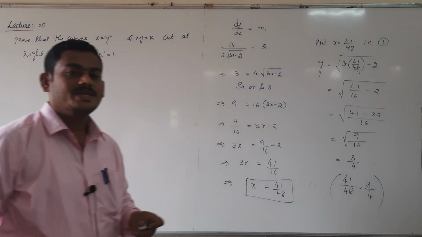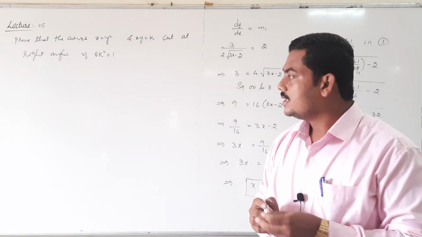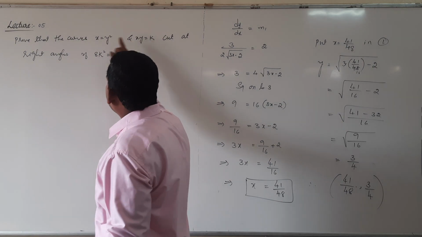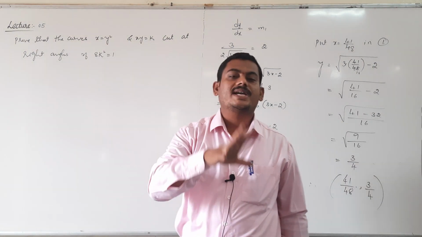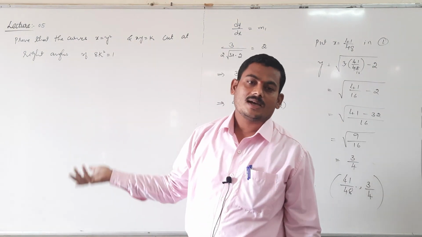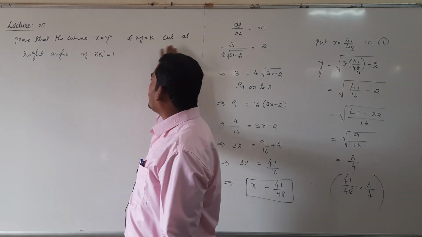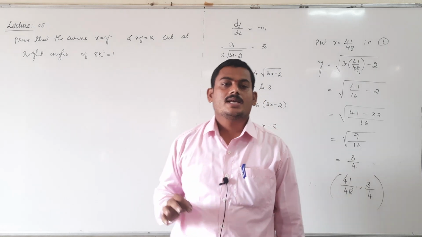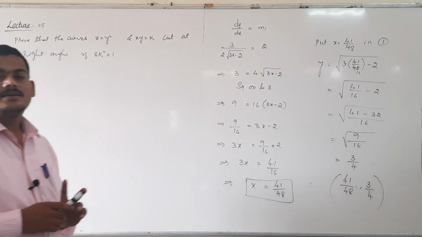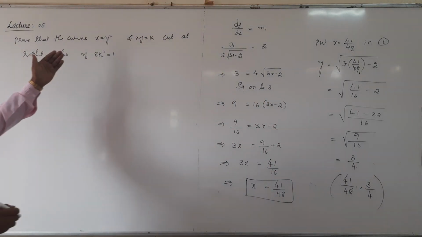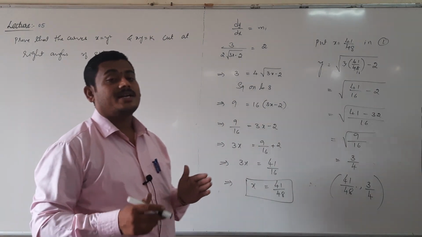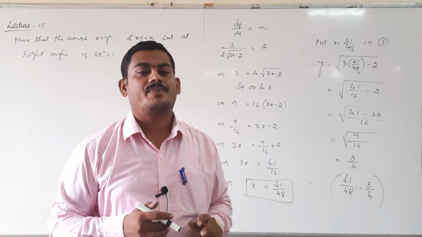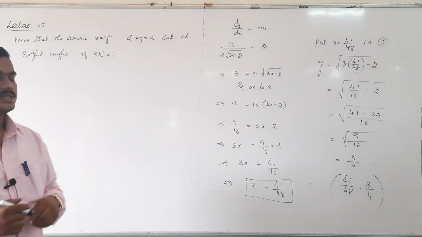It is one of the very important 3-mark questions. If these two curves are perpendicular to each other, then prove that 8k square equal to 1. Otherwise, these two curves are perpendicular to each other only when 8k square equal to 1. Curves are perpendicular means their tangents are perpendicular, not only curves.